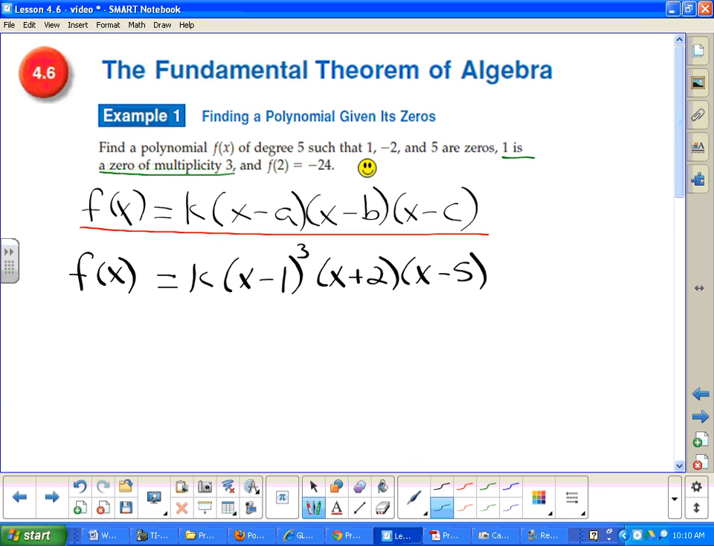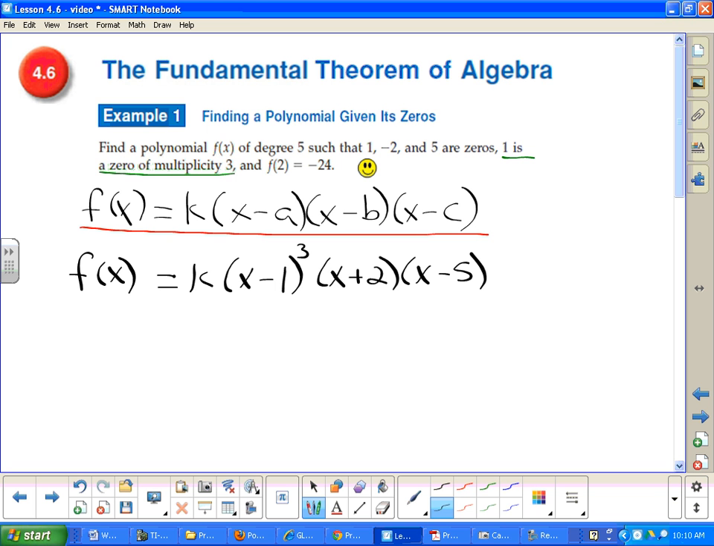So when we're doing this, because the degree is so large, a fifth degree polynomial, we're not actually going to multiply this out. You could figure that out, but we're going to go ahead and leave it in factored form. Well, they do want us to find the polynomial, so we're going to find it. Before we go on and do all the multiplying, we're going to find our value of k.